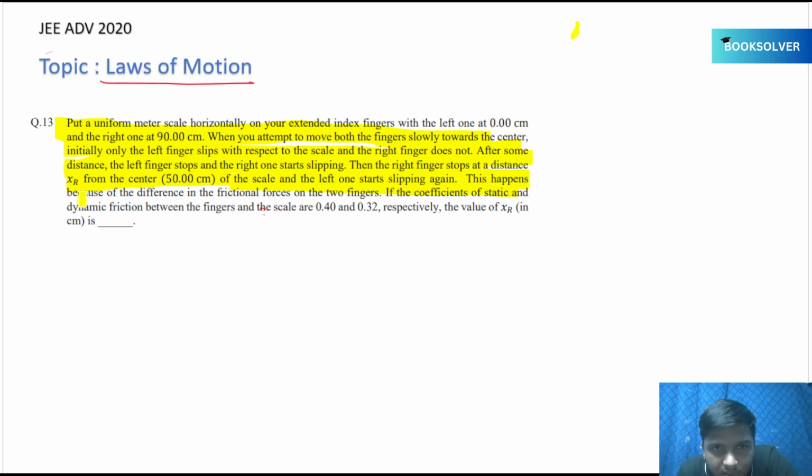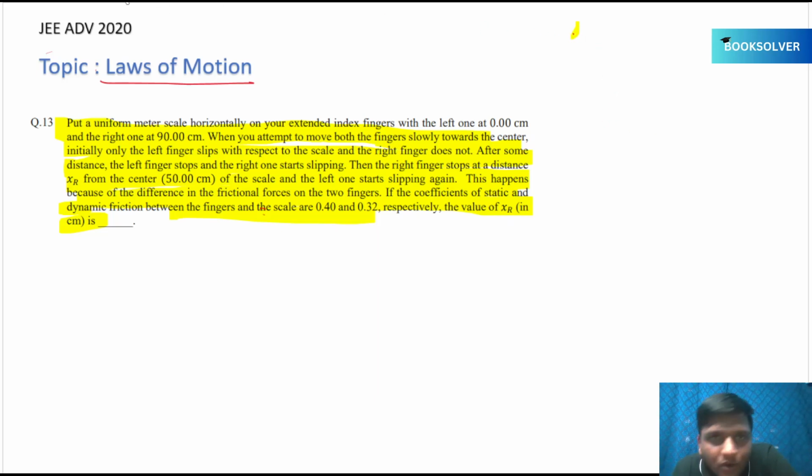This happens because of the difference in the frictional force, obviously. If the coefficients of static and dynamic friction between the fingers and the scale are given, we have to find the value of XR. This question is only based on your imagination, because if you look at your pen and start moving it, you can also feel that sometimes it automatically stops on one finger and starts slipping on another.